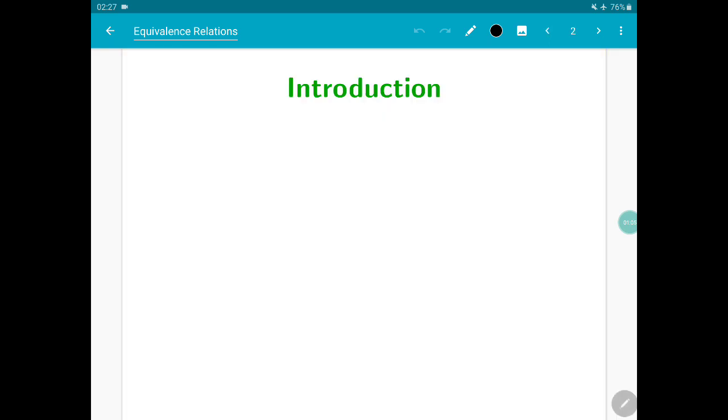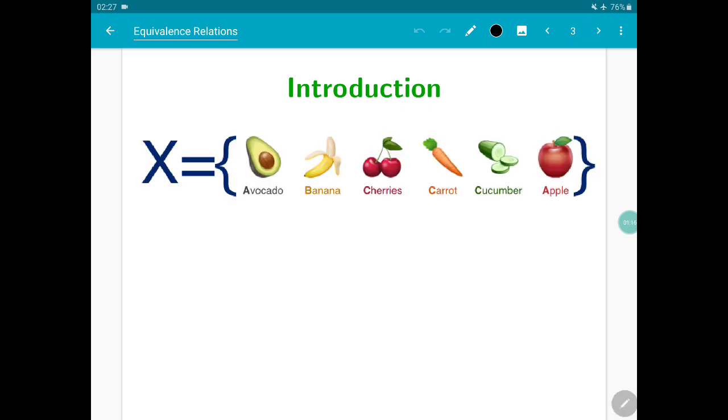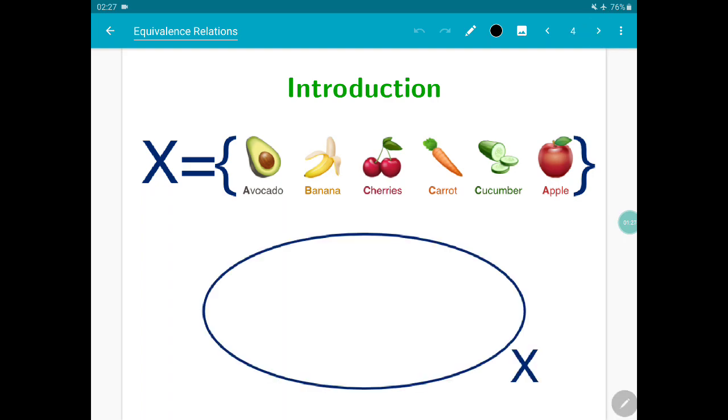Let me start from a kind of original example where the set is not made of numbers or letters, but is made of fruit and vegetables. So in this set we have an avocado, a banana, some cherries, a carrot, a cucumber, and an apple. We can represent it with this Venn diagram. Now we want to split the elements of this set into subsets, and in every subset we want to put all the elements whose name starts with the same letter.